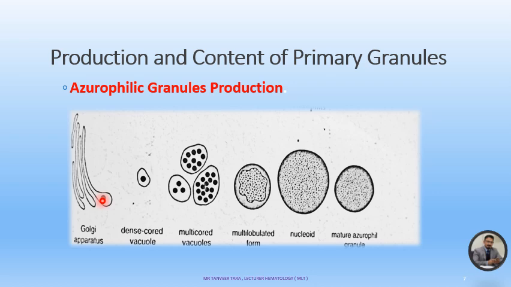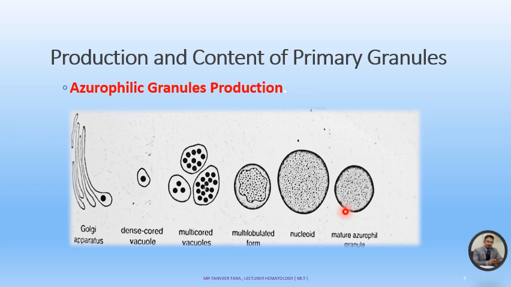Each individual spherule has a diameter of 0.1 micron, and once formed, these particles are pinched off from the Golgi apparatus to form a tiny dense cored vacuole. Here, this one is pinched off from here, and now it becomes a dense cored vacuole. Several of these merge to form a multi-cored vacuole. Like these dense cored vacuoles are now multi-cored vacuoles, and the core material then aggregates and becomes a multi-lobed mass that subsequently forms a more compact sphere. And the vacuolar space surrounding this sphere then disappears, and a mature azurophilic granule is formed.